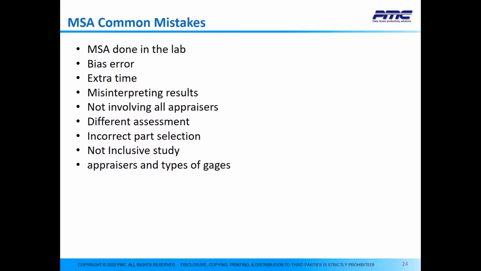Introducing bias error, in other words, time of day, non-random order, appraisers not independent, etc. Allowing extra time for measurements and review. If you think about it, when we're out on the shop floor measuring a part, if you are the operator, you have a minute to complete your whole cycle, right? Building it and measuring it. But when we do the MSAs, nobody usually cares about how long it takes for the appraiser to measure that part.